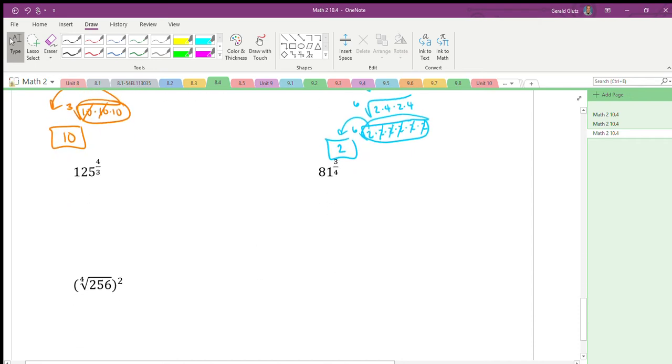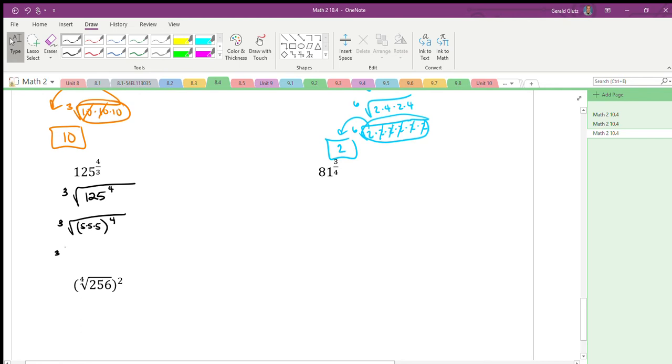So 125 to the 4/3. So if I'm trying to simplify this number, I want it in radical form. So the root is 3 because the denominator is 3. So 125 to the 4th will be on the inside here. So one way that I can do this is I'm looking for 3 of the same thing. I'm just going to leave that 4 alone for now. I happen to know that 5 times 5 times 5 is 125. So notice we have 3 of the same number here.